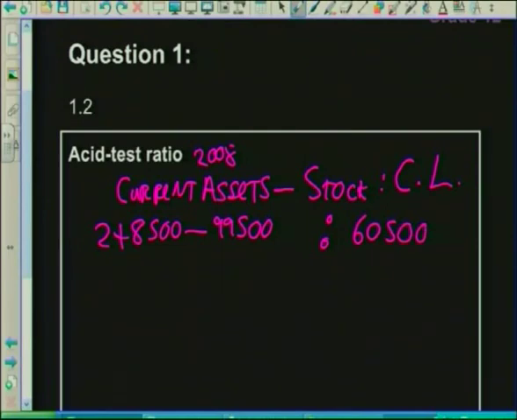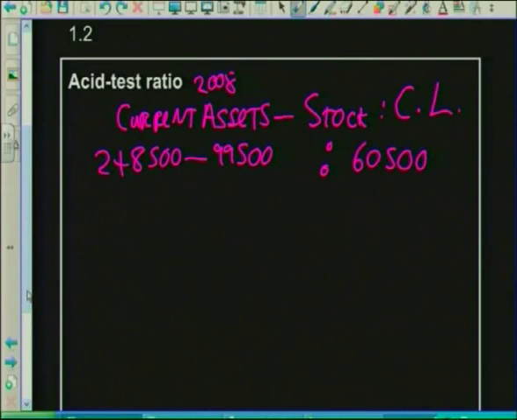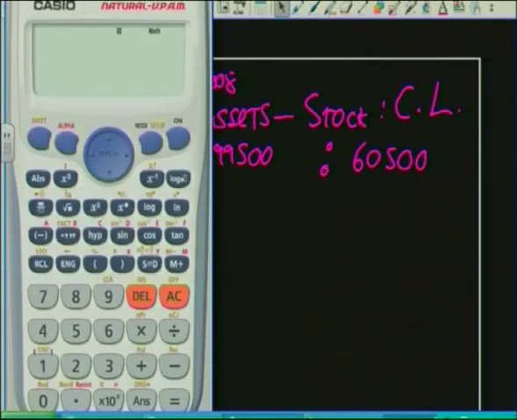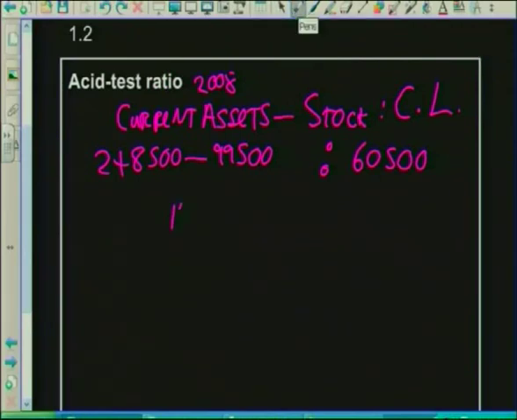Right, let's now complete this ratio. Let's take our calculators out. Okay, so we are taking our current assets, 248,500, and we are subtracting our stock amount, which was 99,500, to get 149,000. Okay, so let's fill that in, 149,000. Again, comparing it to our current liabilities, 60,500. Remember, whenever you are doing a ratio calculation, the right-hand side must always equal 1. So I'm going to divide by 60,500.